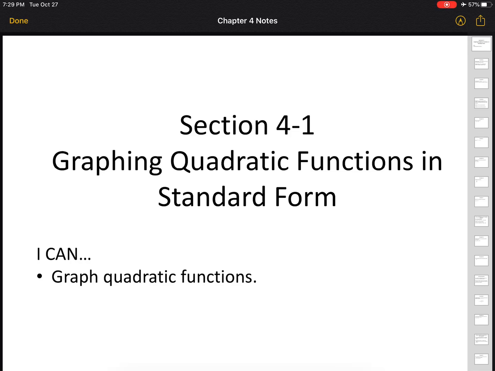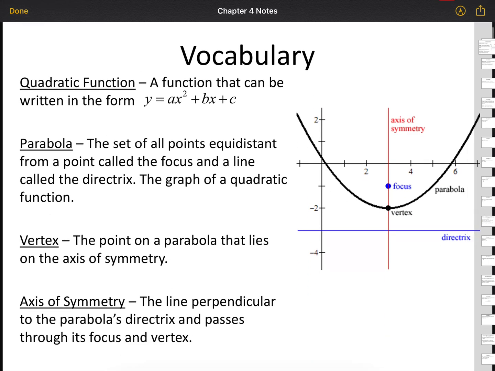Alright guys, this is section 4.1. In this section our goal is to be able to graph quadratic functions in standard form. A little bit of vocabulary.